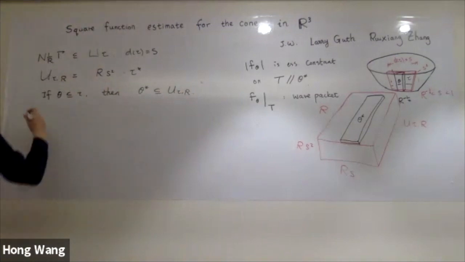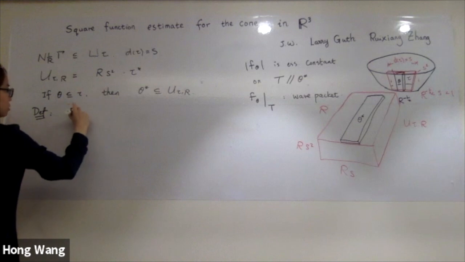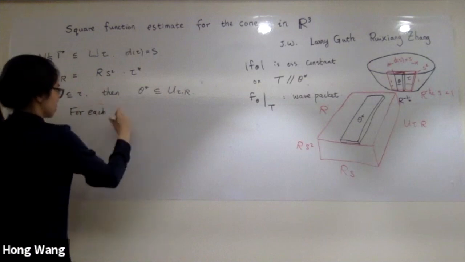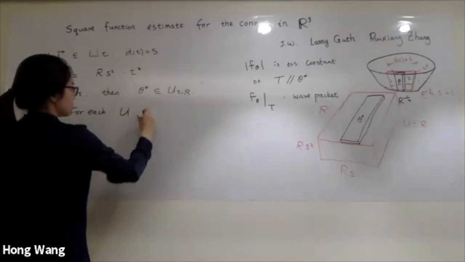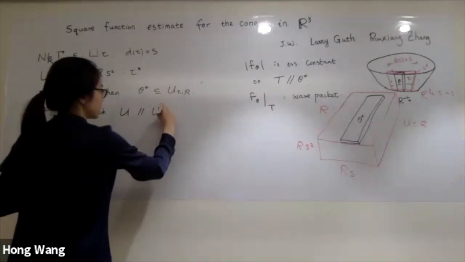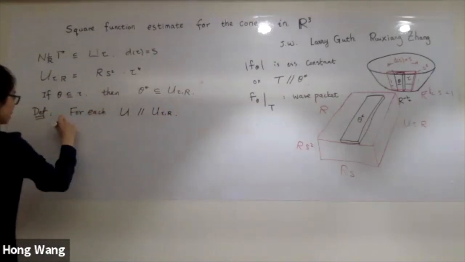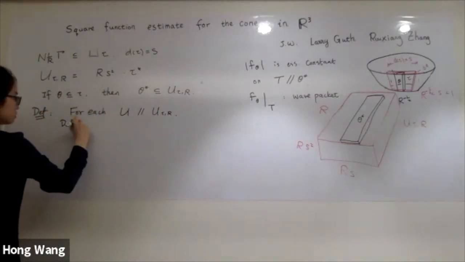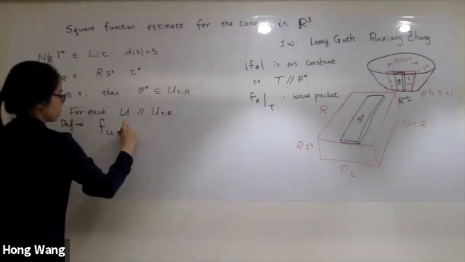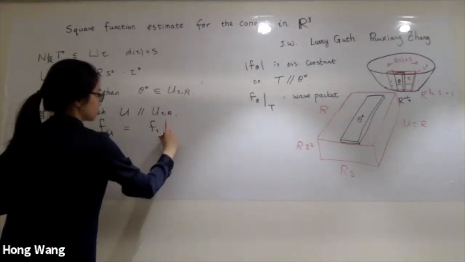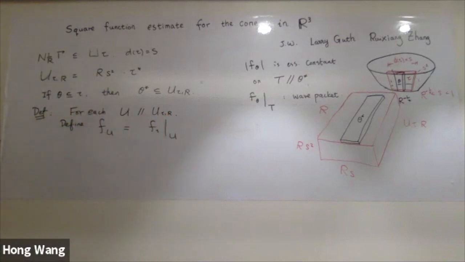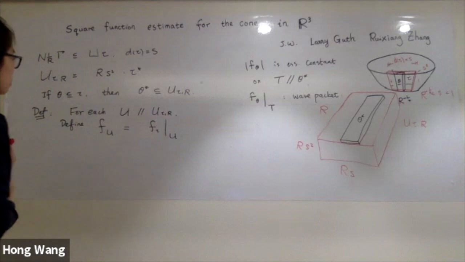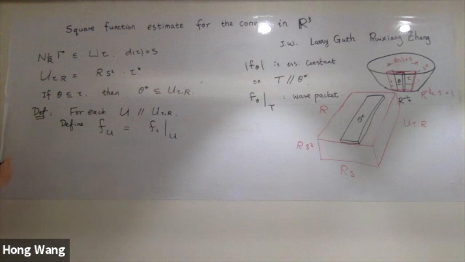So now we define, for each U that's a translated copy of U tau R, F U equals F tau restricted on U. So finally, we are ready to introduce the statement with proof.